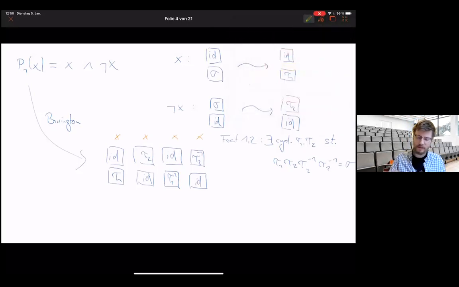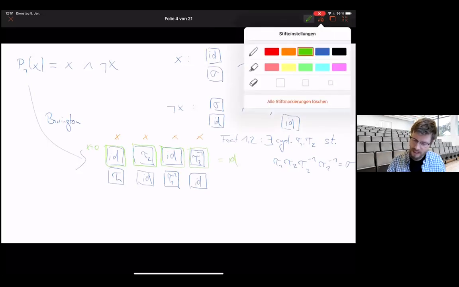output, right? What if x equals 0? Well, then we just take this one, multiply it with this one, multiply it with this one, and multiply it with this one, right? So x always picks the upper matrix in all these columns. We multiply them all together. So this is identity times tau 2 times identity times tau 2 inverse. That is identity.